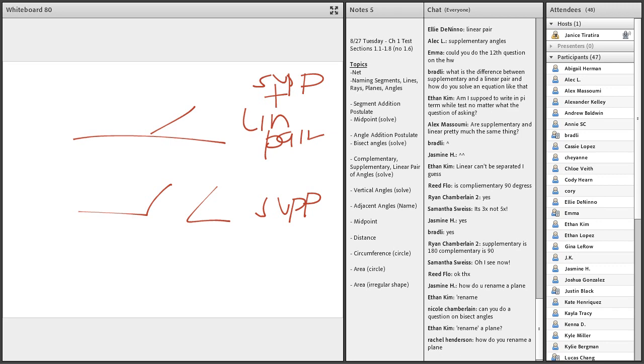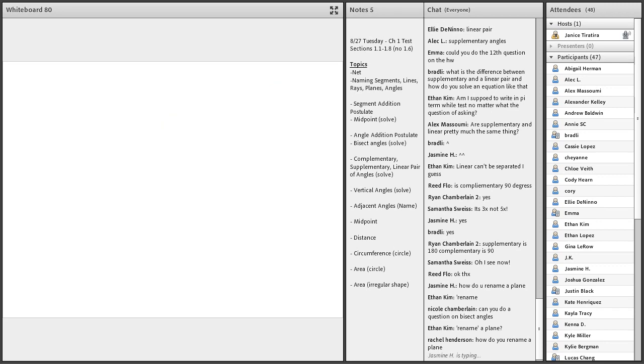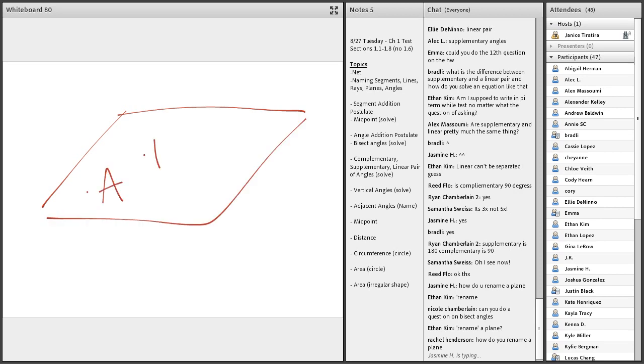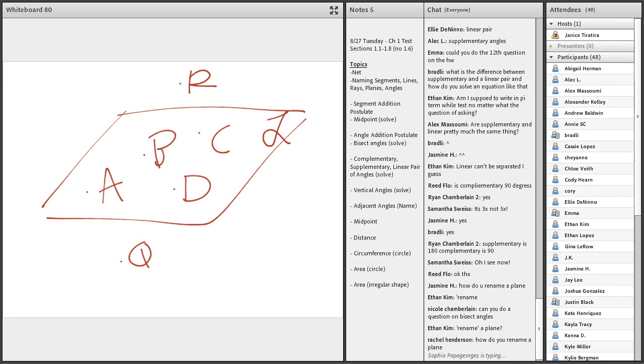How do you rename a plane? Okay, Jasmine, how do you rename a plane? So let's say I have a plane right here. I have a bunch of points. And this is like cursive L, R, Q. Okay, so on plane L, there are 4 points. There's A, B, C, D.